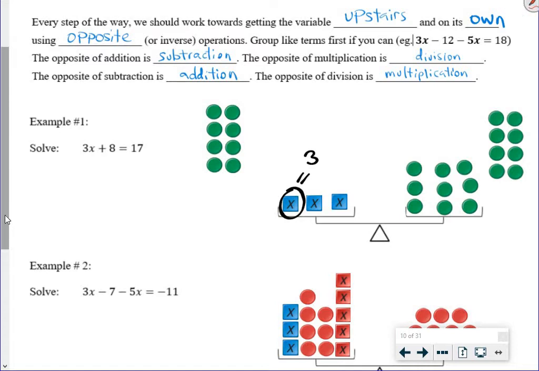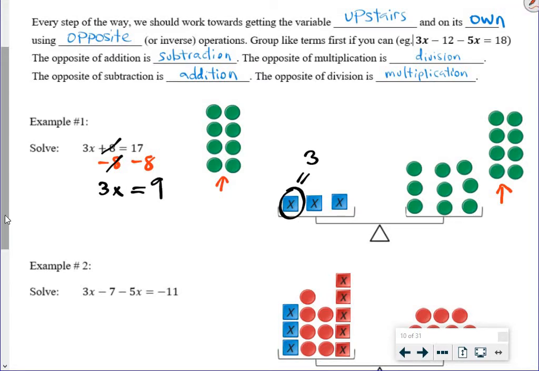Now if we're to do that symbolically, we basically replicate the same procedure. Subtract 8 from both sides, so that's like what we did here. Subtract 8 and subtract 8. 8 minus itself on the left is 0, so we're left with 3x. And 17 minus 8 on the right is worth 9.